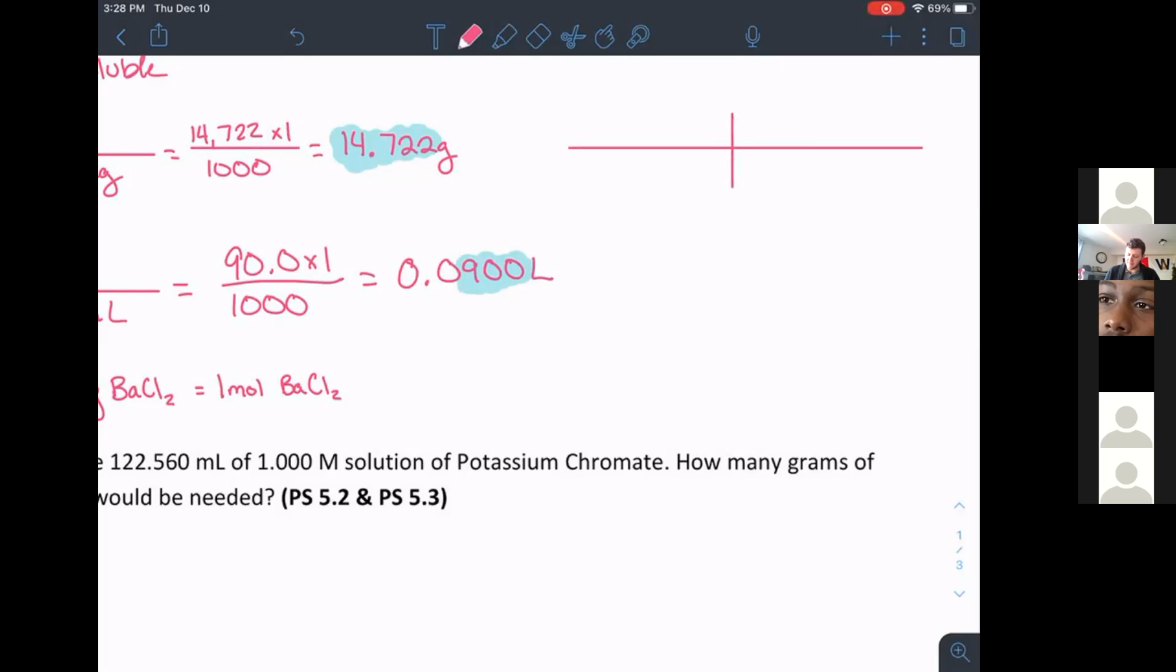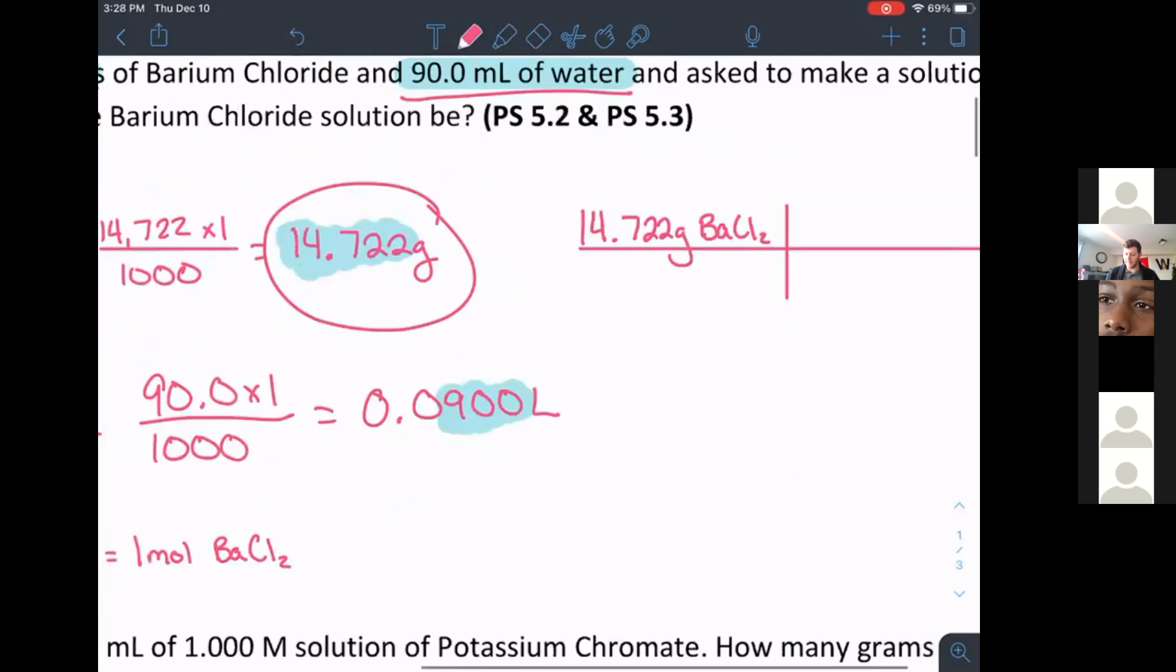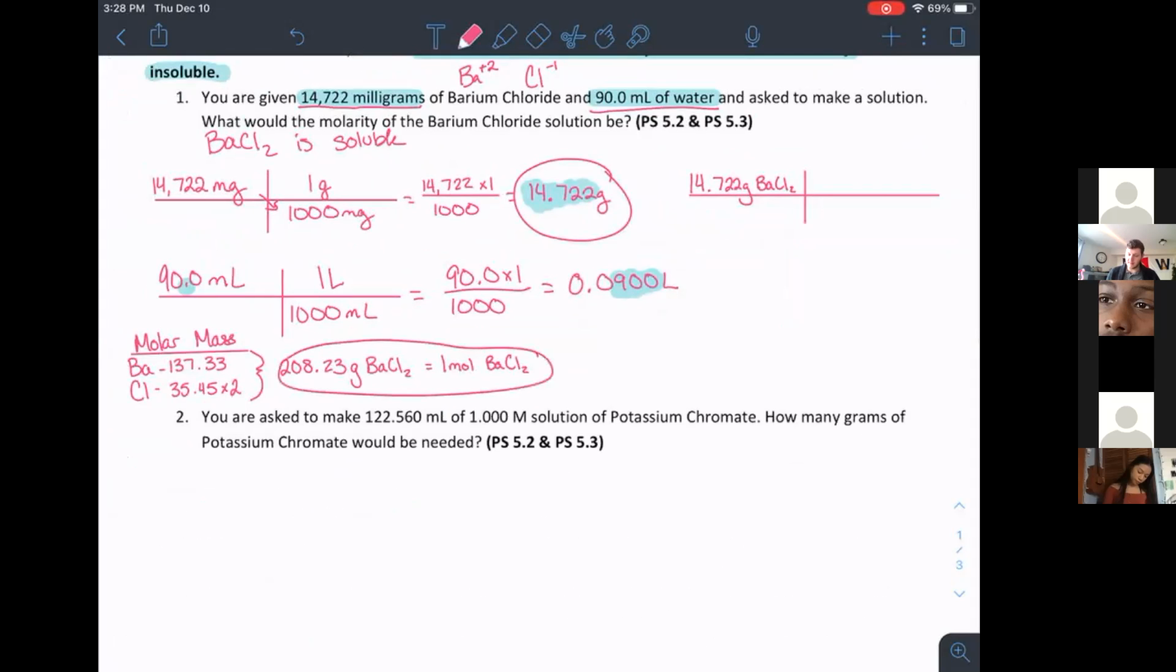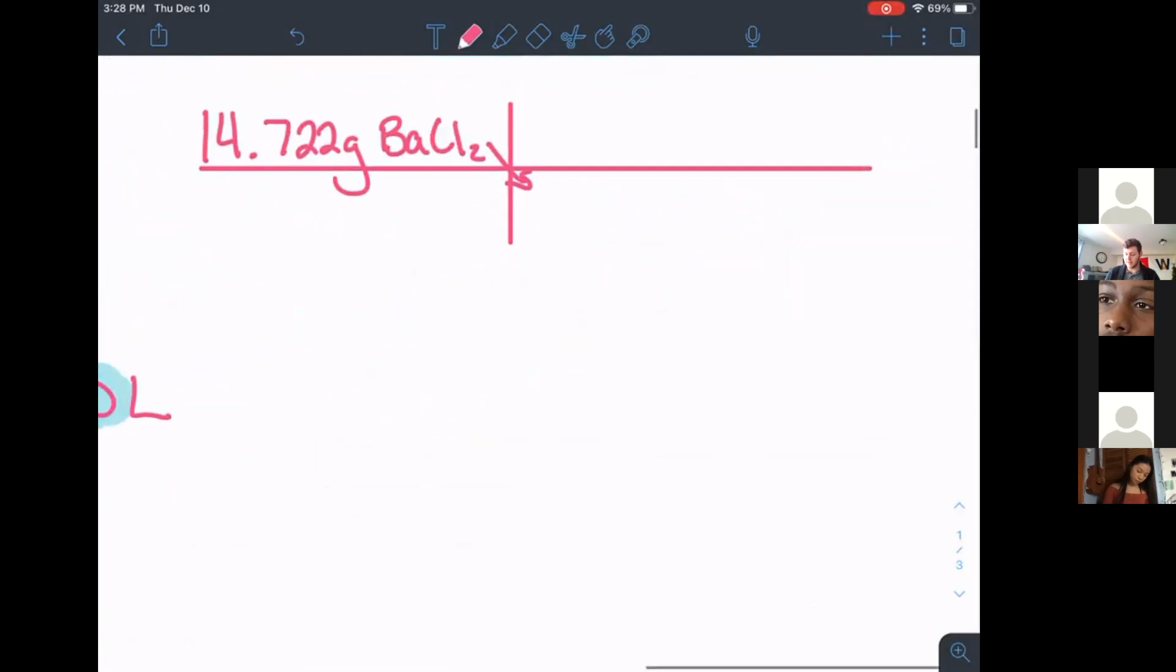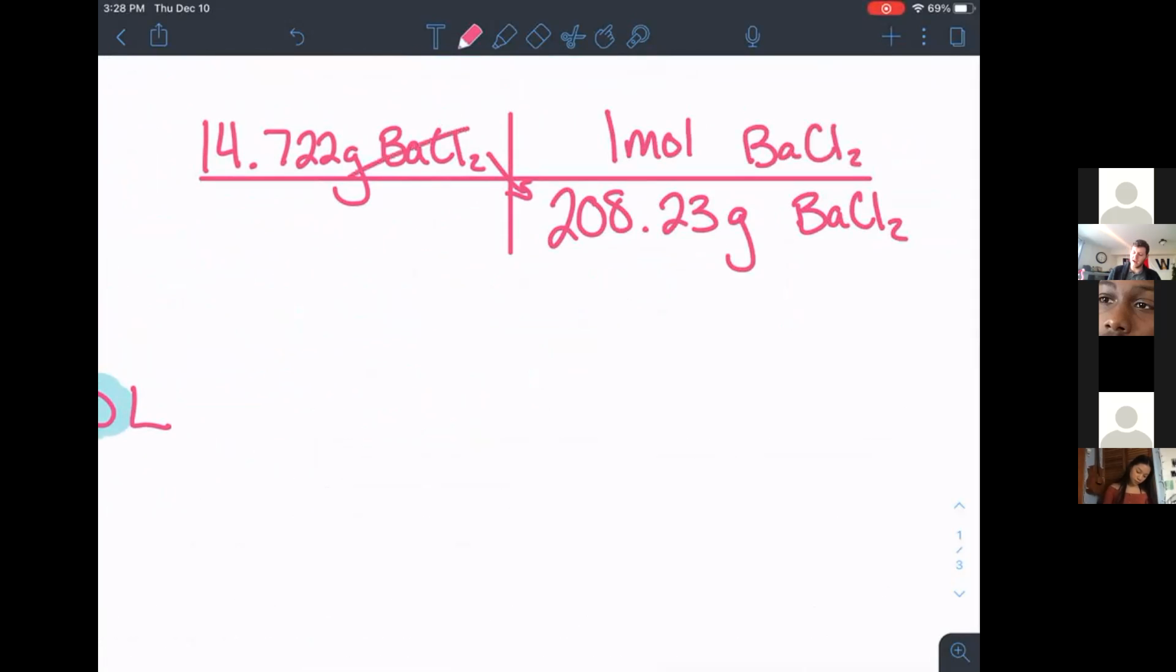This time, taking my number of grams of 14.722 grams of barium chloride. And I'm going to convert using my molar mass, making sure that my grams go on the bottom down here. So my 208.23 grams of barium chloride, which means this is 1 mole of barium chloride on top, because our grams cancel out, and we are looking for those units of moles of barium chloride.